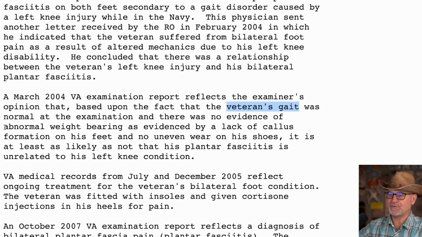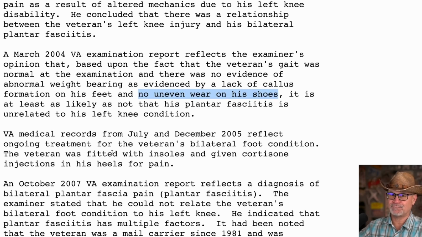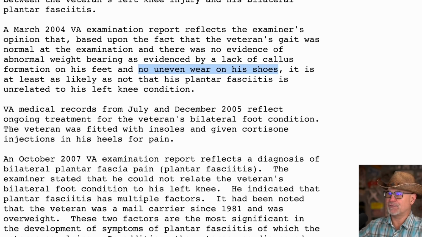And this is stuff that was just on the DBQ that I showed you. Abnormal weight bearing. They're arguing there was no uneven wear on your shoes. I didn't have uneven wear on my shoes, but that's not a disqualifier. But they're going to try to poke holes in your story. The veteran was fitted with insoles and given cortisone injections in his heels for pain.